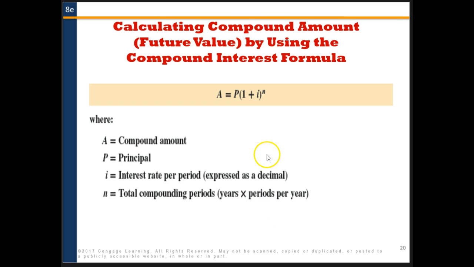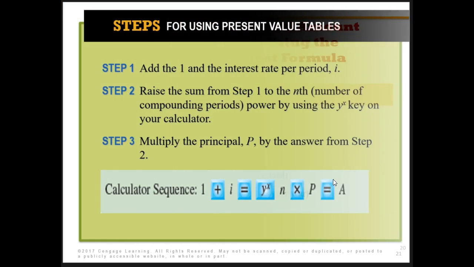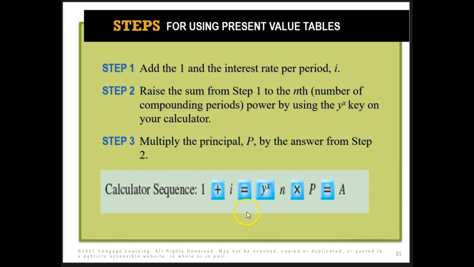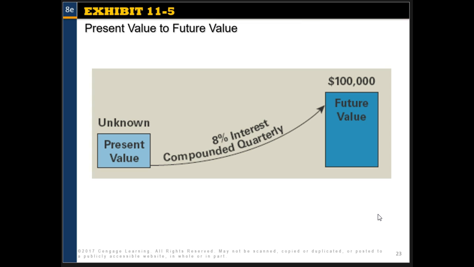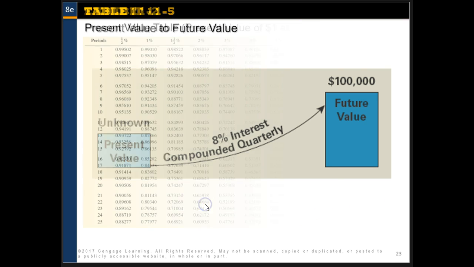Let's take a look at calculating the compound amount, the future value, by using the compound interest formula. So A is the compound amount, P is the principal, I is the interest rate per period, always expressed as a decimal, and N is the total compounding periods, so the years times the periods per year. This shows the steps and the calculator sequence. We will use on our calculator the y raised to the x button for this calculation.